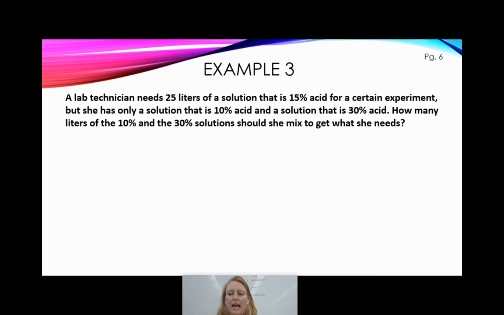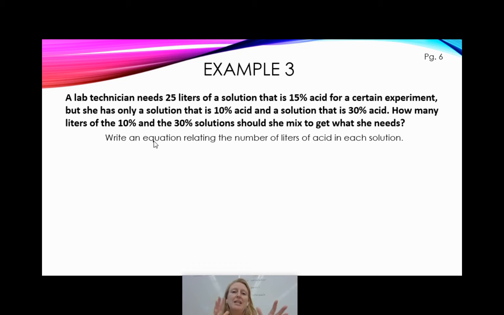You might want to try half and half, but of course, if we do half and half, that's too much of the 30%, too little of the 10%. It's just not going to work, right? So there is a mathematical way of figuring this out. We're going to write an equation relating the number of liters of acid in each solution. All right, you ready?